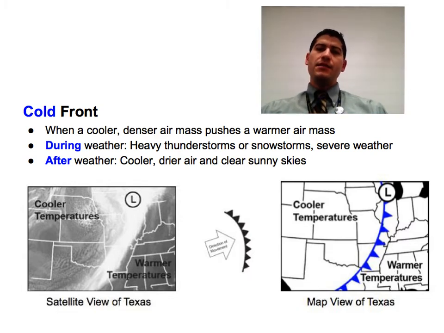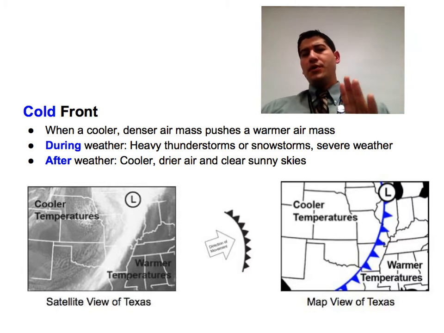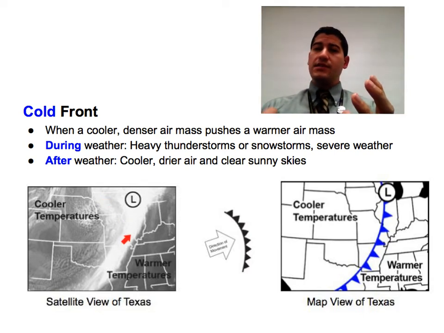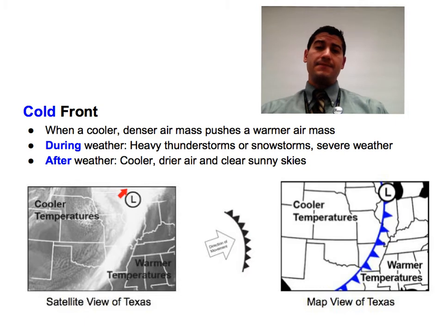When a denser, cooler air mass pushes a warmer air mass, the boundary is called a cold front. Cold fronts are usually fast-moving weather fronts and push the warmer, less dense air up quickly to higher altitudes where it cools off and the moisture condenses, producing heavy cloud cover and short but intense rainfall until the front passes.